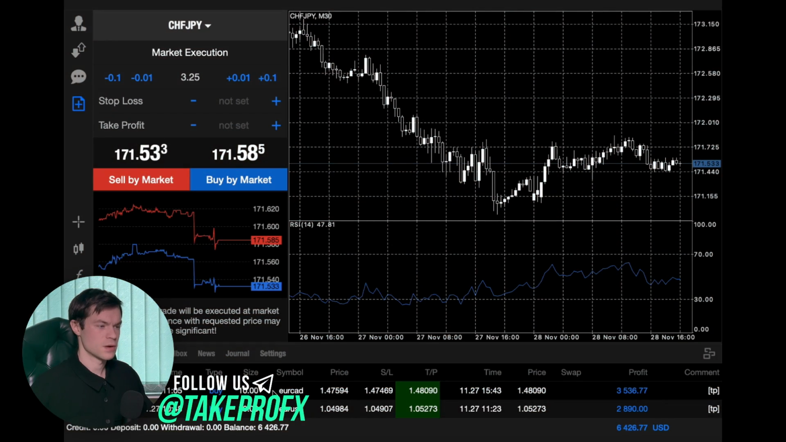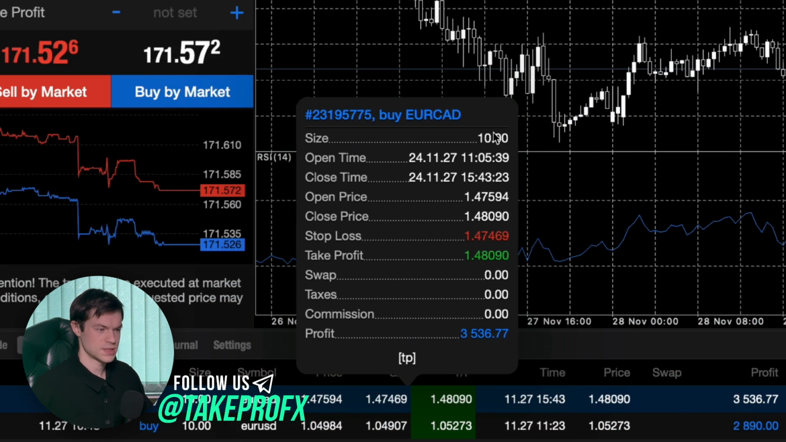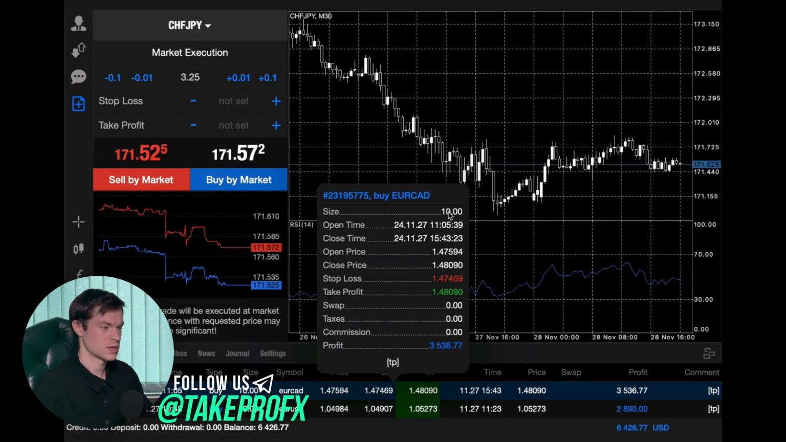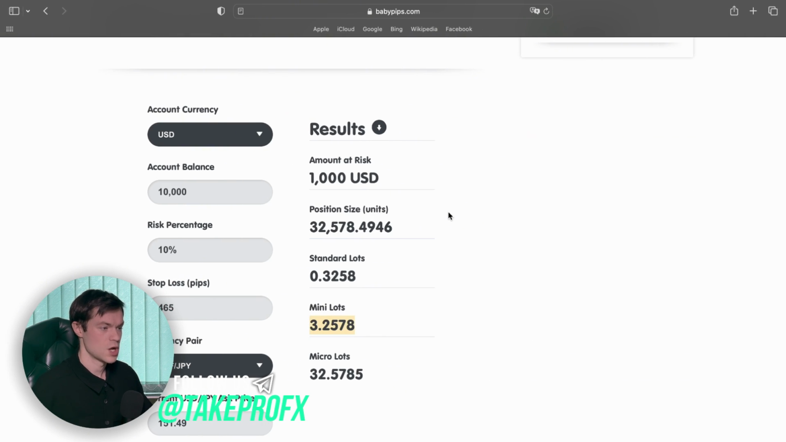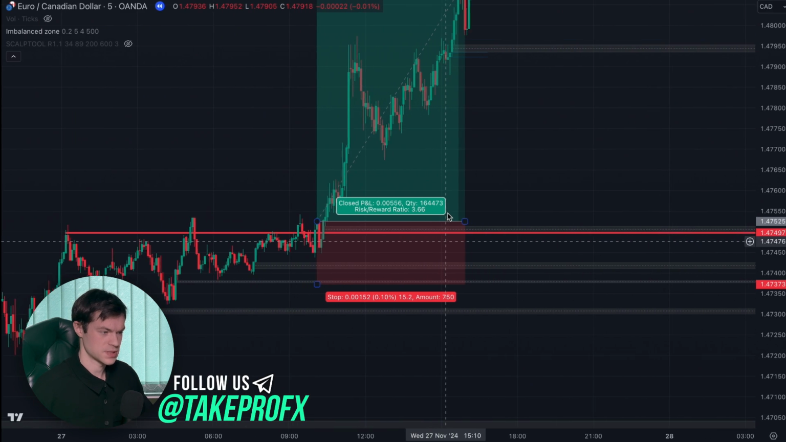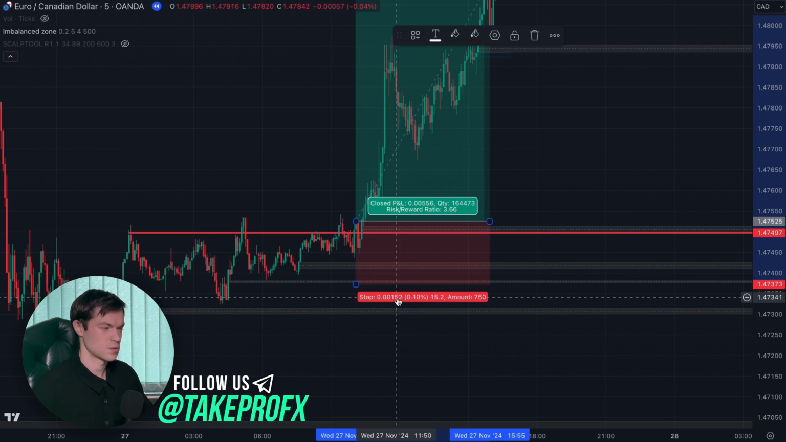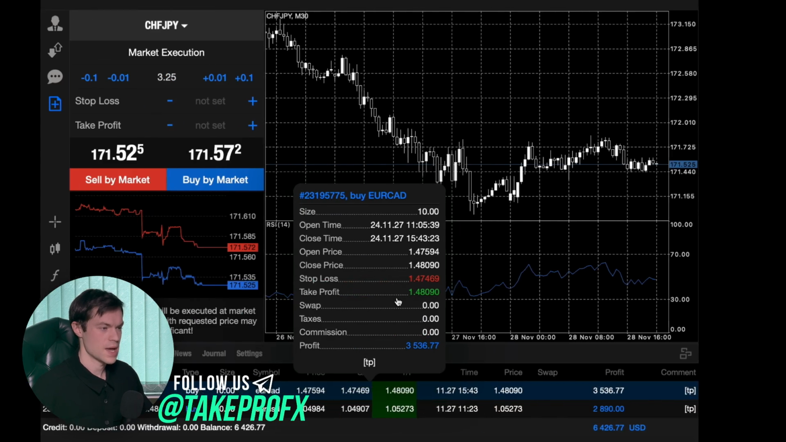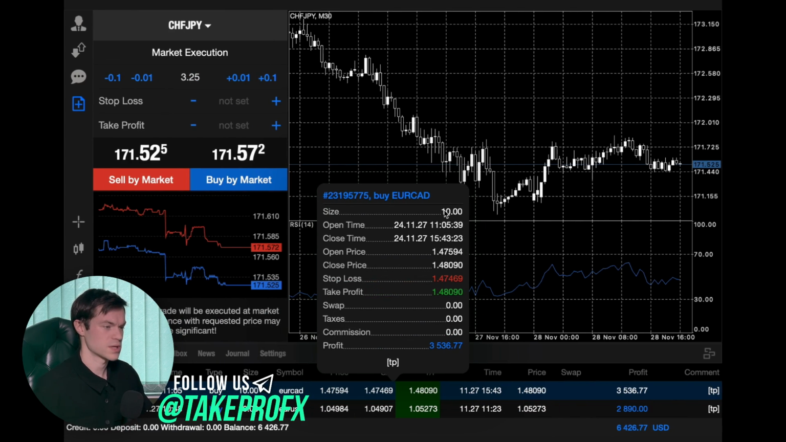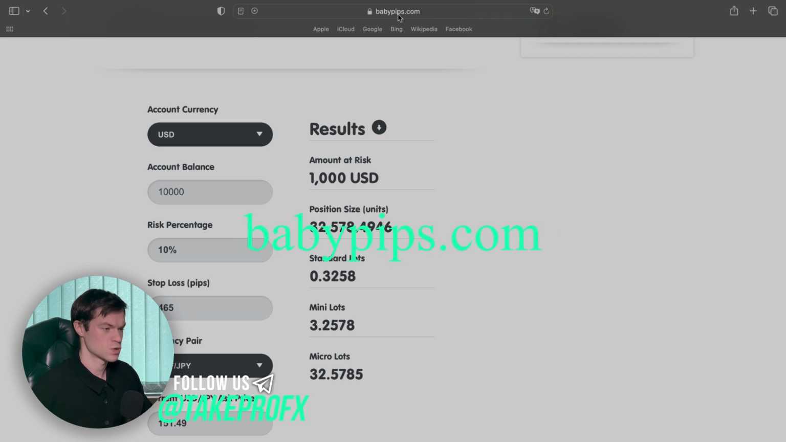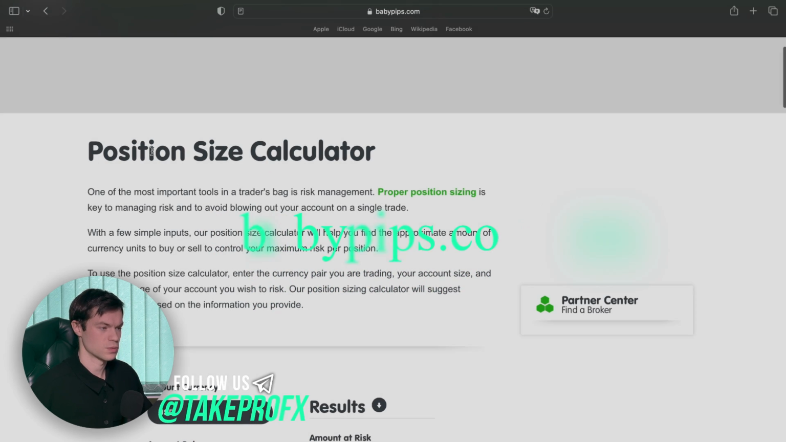The first trade is Euro CAD. As you may have noticed, I have 10 as a size of the trade, and as scalping I use a fixed position size, because I really understand how many pips my stop loss takes. Let's say here the stop loss is 152 pips, and for this size I usually put a lot as 10. You can safely calculate the risk of a trade with the help of the site babypips.com and the position size calculator tool.